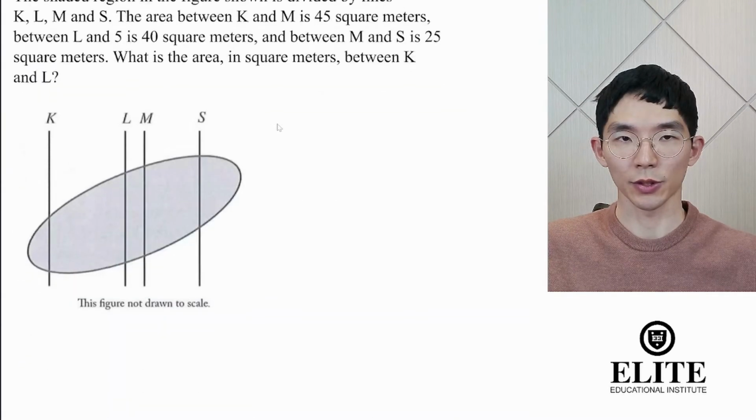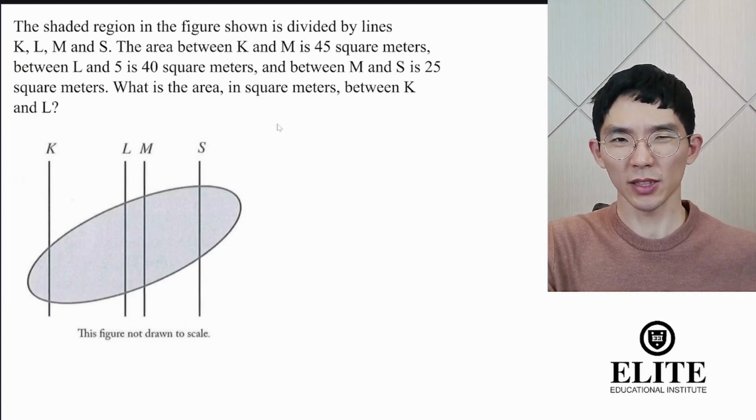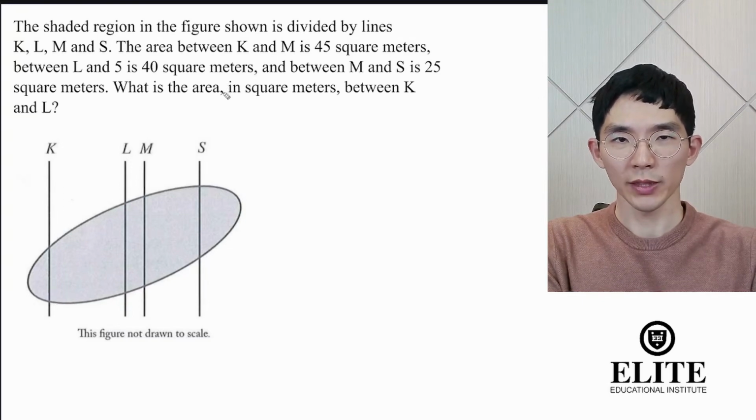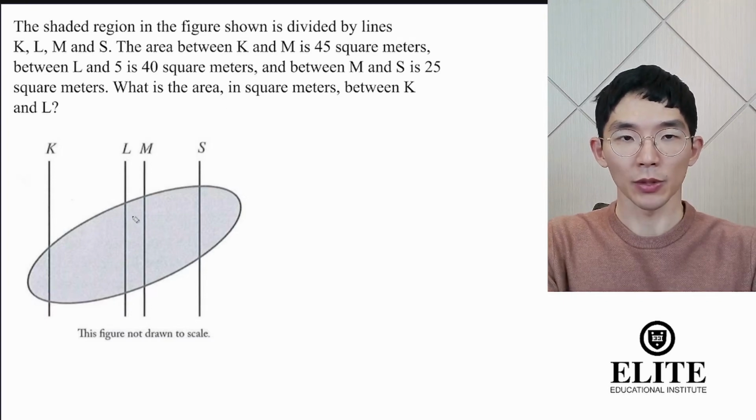On to the next question. So yes, this is the kind of question that tends to pop up rather frequently in SSAT upper level. The shaded region in the figure shown is divided by lines K, L, M, and S. The area between K and M is 45 square meters. Between L and S is 40 square meters. And between M and S is 25 square meters. What is the area in square meters between K and L? Okay, so let's think about it.